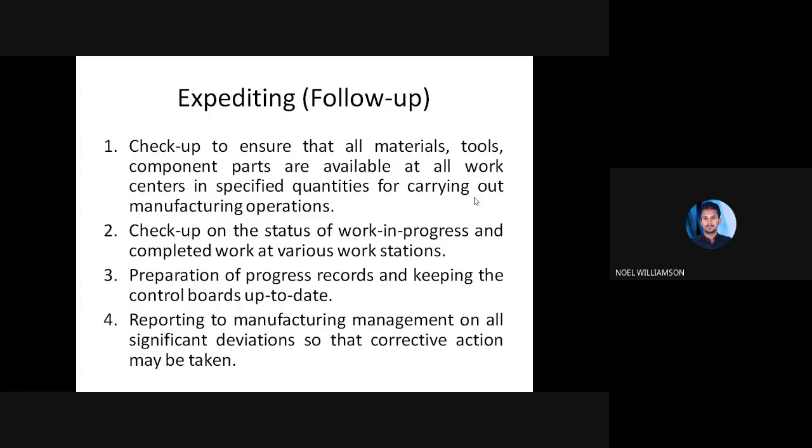First one, check up to ensure that all materials, tools, components, parts are available at all work centers in specified quantities for carrying out the manufacturing operations. So first checking is to ensure that all the required materials, raw materials, tools, everything is available at the right position, in the right quantity, the specified quantity. It should be available not only at a single station, but at all the work centers. Everywhere it should be available in the right quantity.